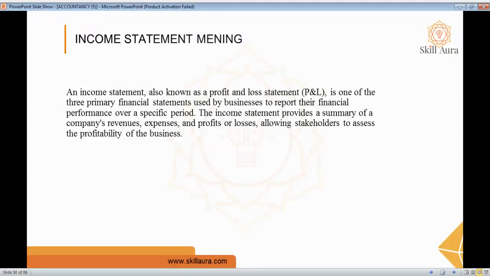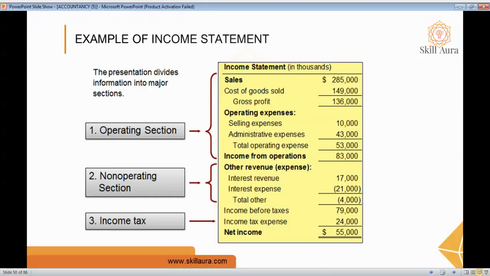The next one is the income statement. We have understood the meaning of the income statement. Let's understand deeper into it. Once again, an income statement, also known as a profit and loss statement, is one of the three main primary financial statements used by a business to report its financial performance over a specific period. It provides a summary of the company's revenue, expenses, and profit or loss, allowing stakeholders to assess the profitability of the business.